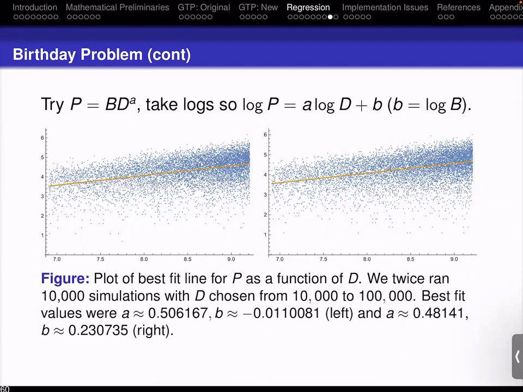You see that there's some fluctuation, but the line does seem to do a pretty good job of going through the middle of the fluctuation. The dots definitely extend further below, but there's more dots above. So this does look like a reasonable best fit line.